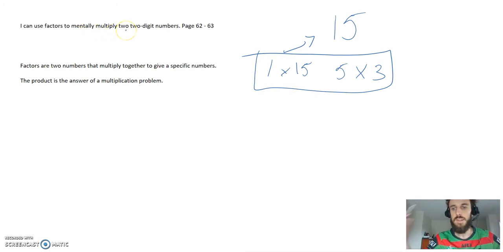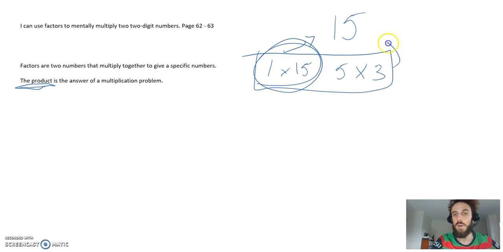Mentally multiply obviously means that you can do it in your head, so you shouldn't have to write down any long complicated working out. Similar to the associative property, when we use this factoring strategy, we're looking for how we can make our multiplication problems easier to do in our head. And just remember as well, in Stepping Stones they talk about the product quite often. The product is just the answer of any multiplication problem. So the product of 1 multiplied by 15 is 15. The product of 5 multiplied by 3 is 15.